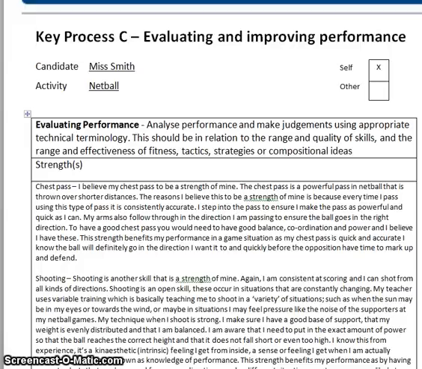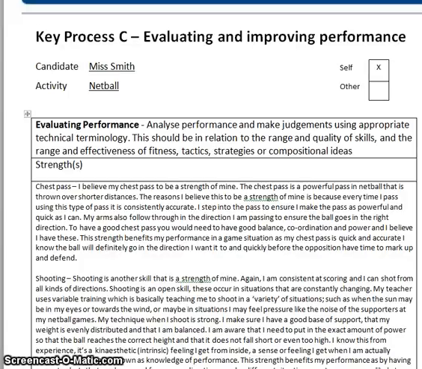So if we look at Miss Smith's example, she's identified 2 key strengths of hers in netball. She talks about her chest pass and her shooting, and if you look at how she set out her strengths, she's actually highlighted it, making it very simple for the marker to see what it is she's actually doing. She then goes on to talk about why she believes her strength to be a strength of hers. She's done a self-assessment, so obviously it's quite important that you mention that, whether you're doing it about yourself or others, when you are talking about it in your text.